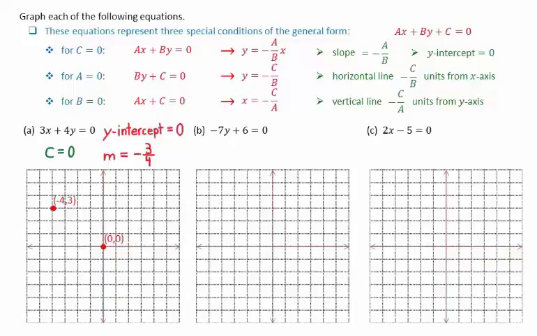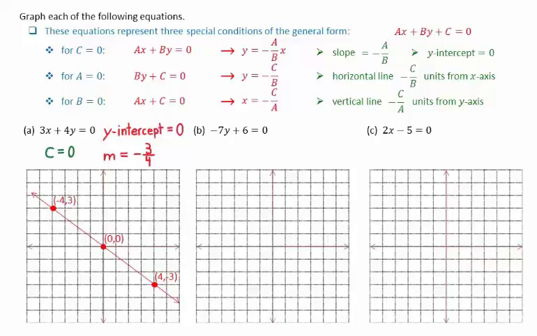We can do this by moving from 0, 0, either up 3 and left 4, resulting in the point negative 4, 3, or we can move down 3 and right 4, resulting in the point 4, negative 3. Then connect these points with a line, remembering arrows on both ends.